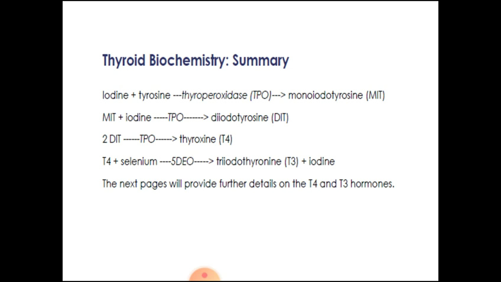This step is done in peripheral tissues, not in the thyroid gland, such as the liver and kidney. There is a second process, also known as deiodination, the removal of iodine from T4, which is also converted to T3 in peripheral tissue by deiodination of thyroxine.